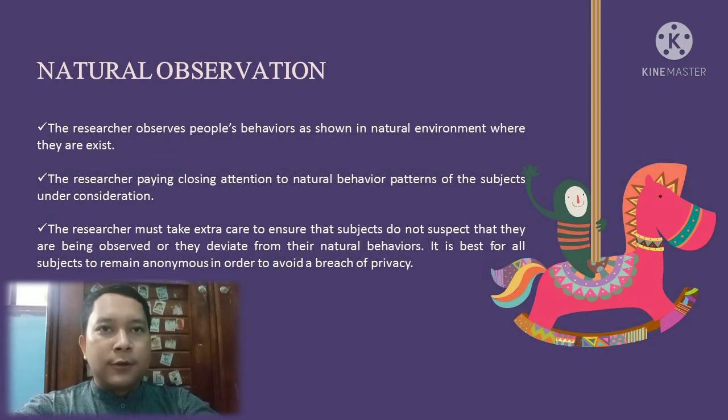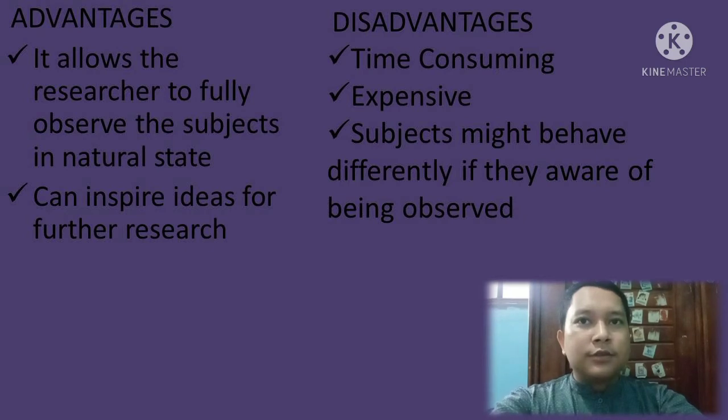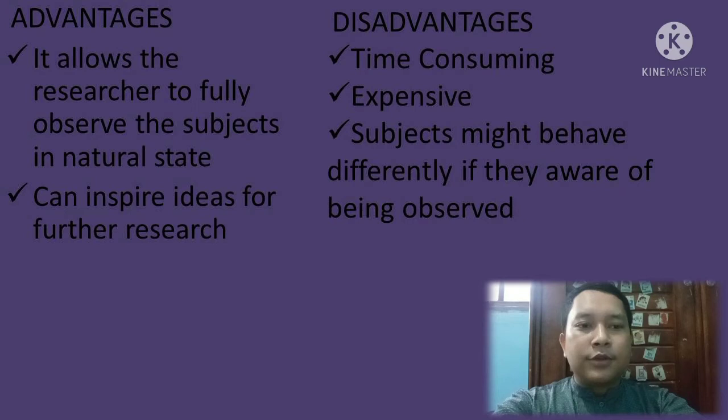The researcher pays close attention to natural behavior patterns of the subjects under consideration, and the researcher must take extra care to ensure that subjects do not suspect that they are being observed or deviate from their natural behaviors. It is best for all subjects to remain anonymous in order to avoid a breach of privacy. The advantages are it allows the researcher to fully observe the subjects in a natural state. It can inspire ideas for further research. The disadvantages are time-consuming and expensive. Subjects might behave differently if they are aware of being observed.